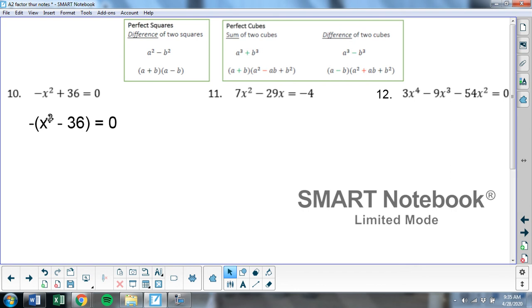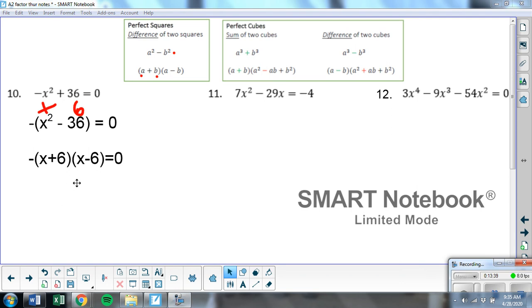What's left is x squared. That's a perfect square. 36 is a perfect square. There's a minus sign. So kind of like the last problem, we're following this pattern. X is being squared here. That's my a value. 6 is being squared here. That's my b value. So I can write this as x plus 6, x minus 6.